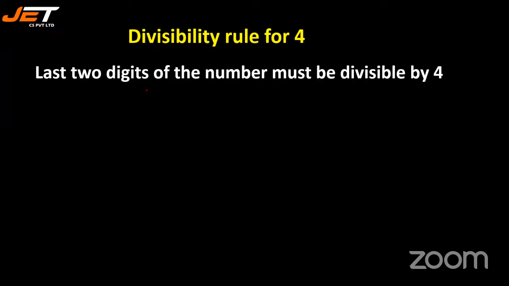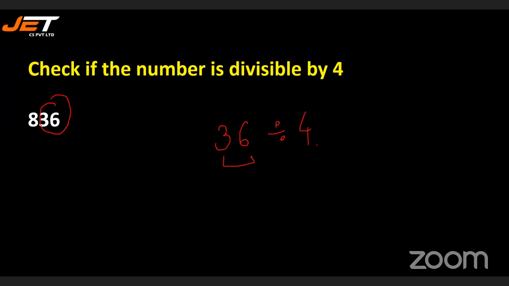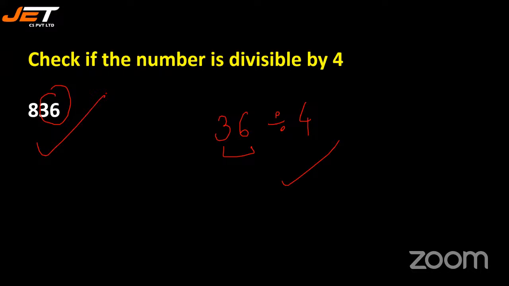Now, we will check the divisibility rule of 4. The divisibility rule of 4 says that you do not again need to see the entire number. You just need to check the last two digits of the number. That should be divisible by 4. So, let's say the number is 836. What will you do? Pick up the last two numbers, 36. Is 36 exactly divisible by 4? Do you see 36 in the times table of 4? Yes, of course. We see 36 in the times table of 4. That means 36 is exactly divisible by 4. That means 836 is also divisible by 4.